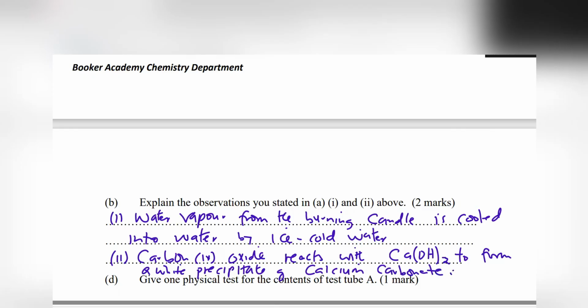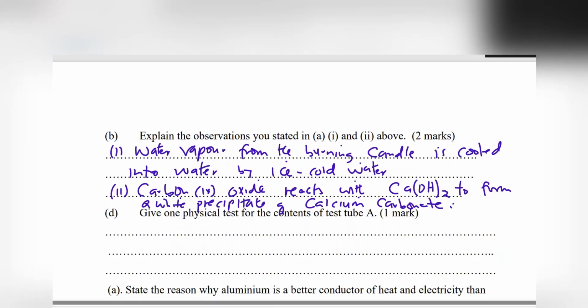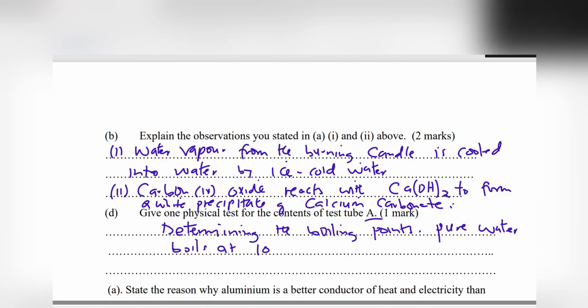We move to part D. Give one physical test for the components of test tube A. Test tube A has water, and therefore the physical test for water is determining its boiling point. And we know pure water boils at 100 degrees Celsius at sea level.